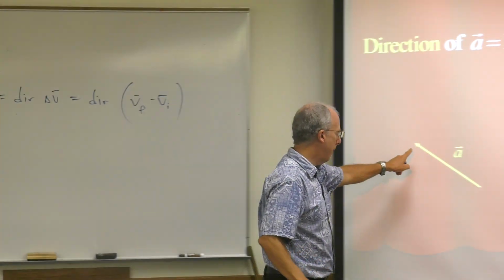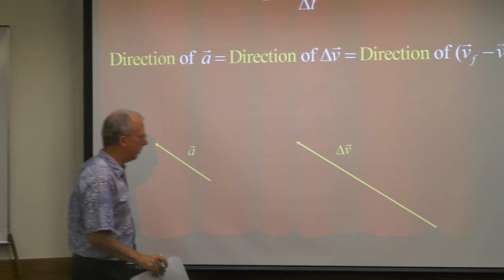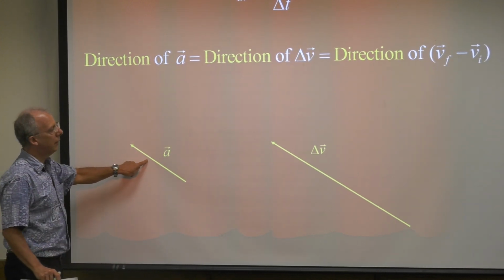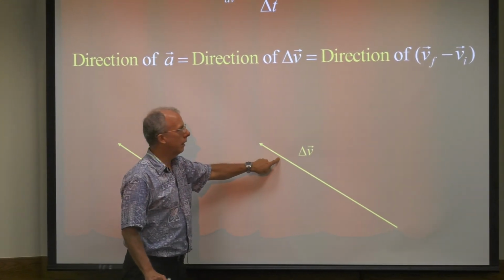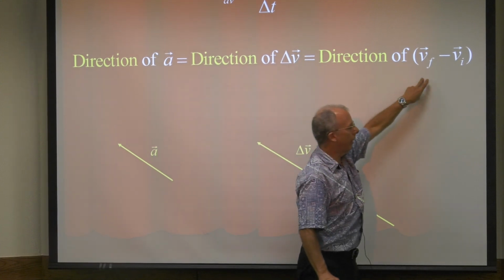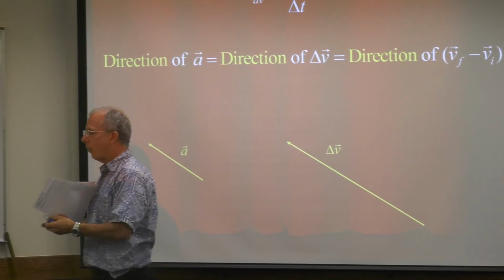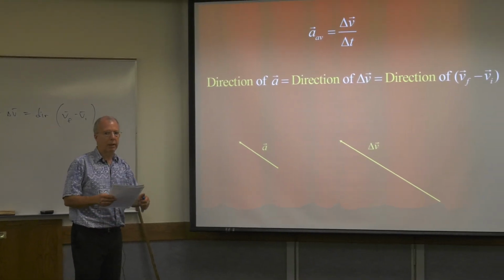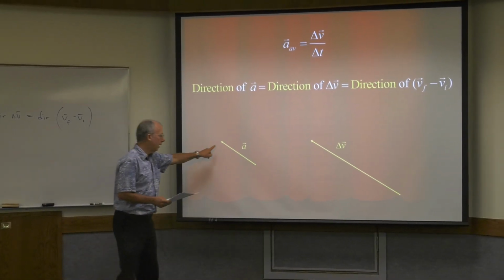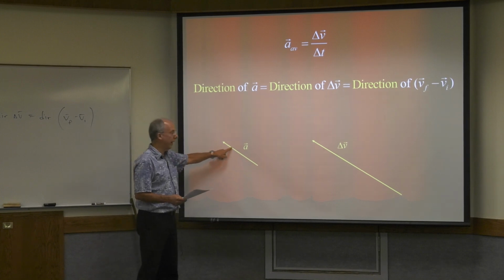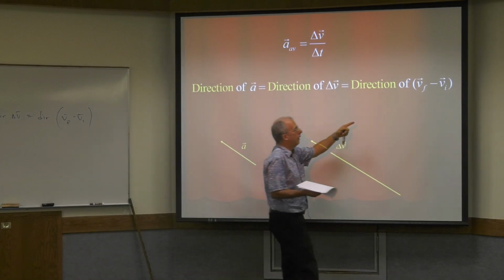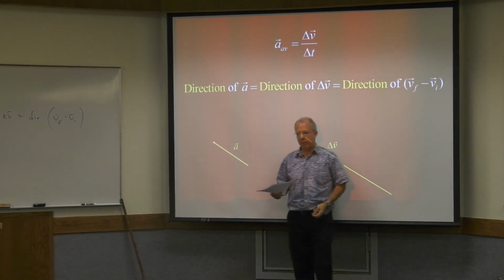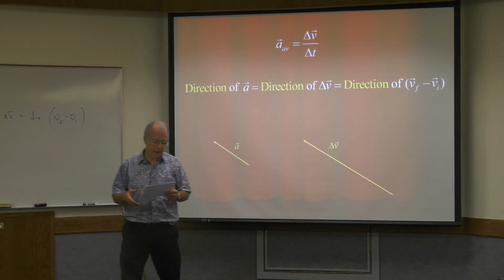So you see, I made the magnitudes different on purpose, right? But they have the same direction. So the direction of a is the direction of delta v, which is the direction of v final minus v initial. That's incredibly important. And that's why we learn to subtract vectors, because oftentimes we want to figure out the direction of a. And it's a vector subtraction, right? The direction of a is the direction of v final minus v initial. So that's what I mean. You have to know how to subtract vectors to do that.